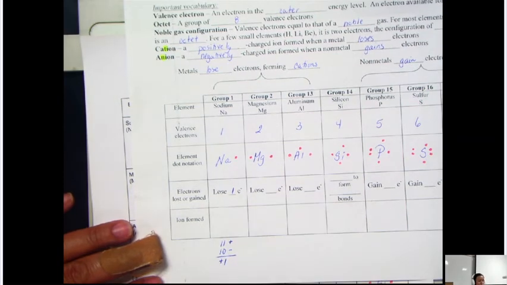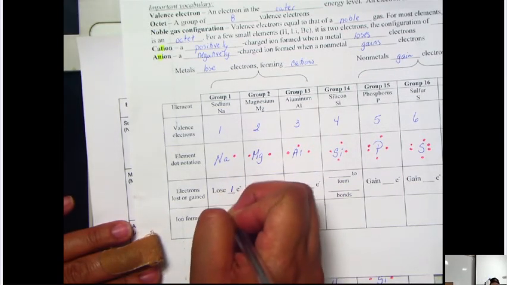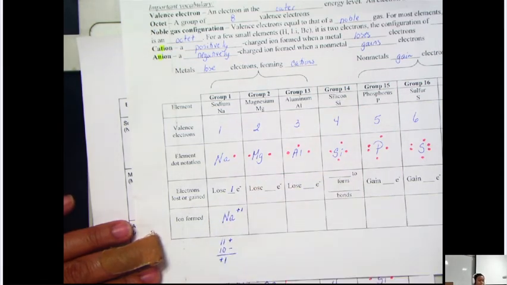It doesn't matter which side you write the positive on. So the ion formed, when you form ions, your symbol is going to have a charge on it. So this will be Na plus 1. Let's take a look at magnesium.